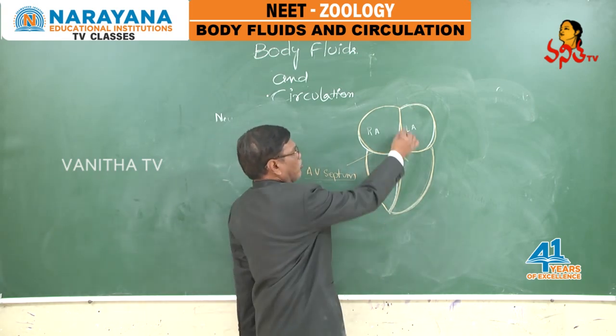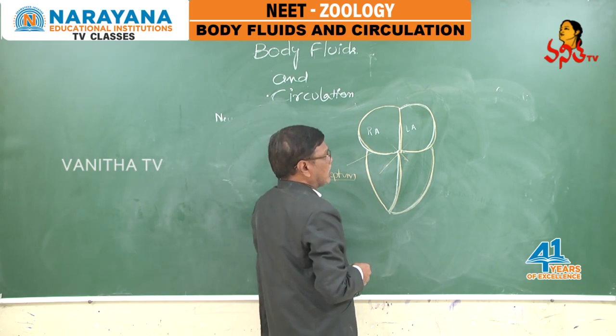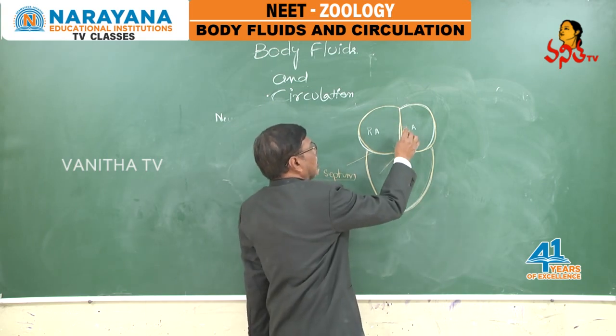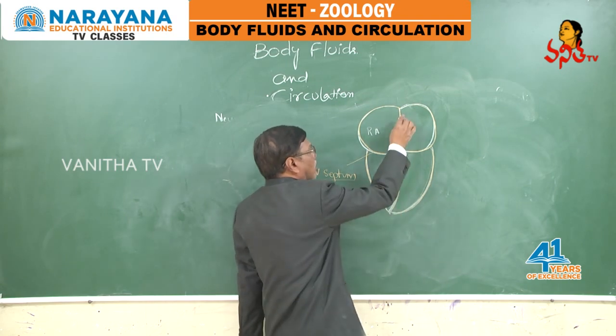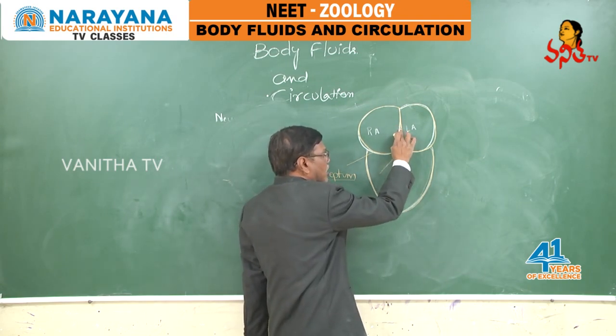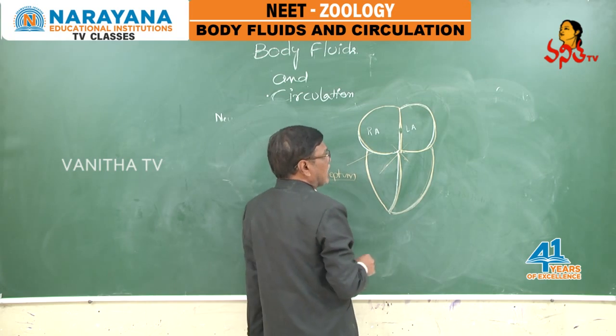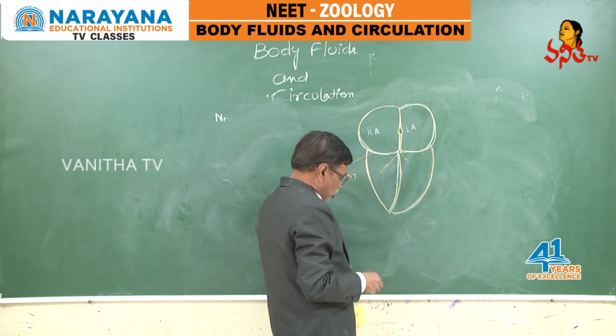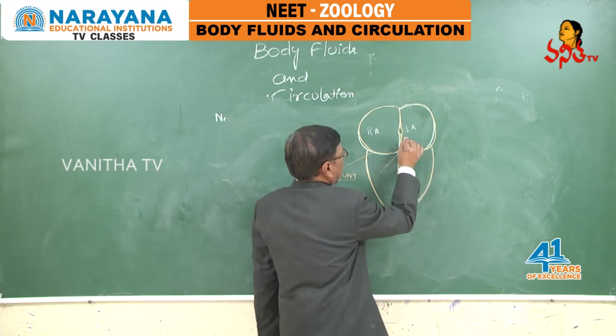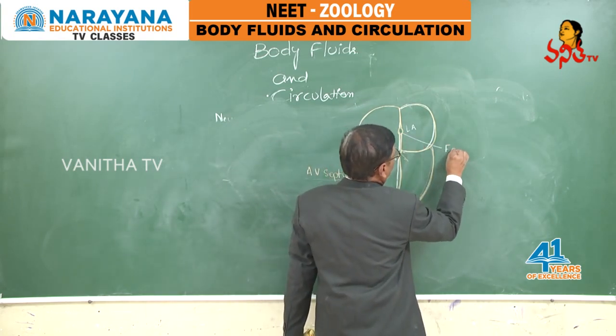Again, coming back to the left auricle, in the embryonic stage, on the interauricular septum, a small opening is present. That small opening is called the foramen ovale.